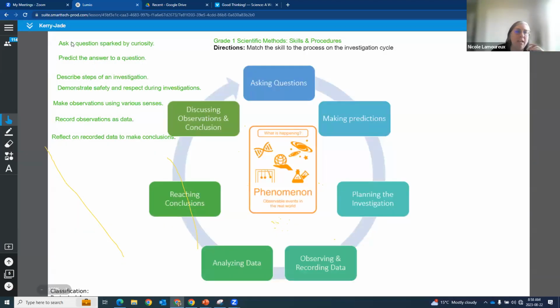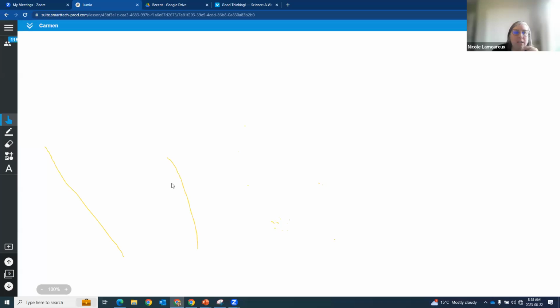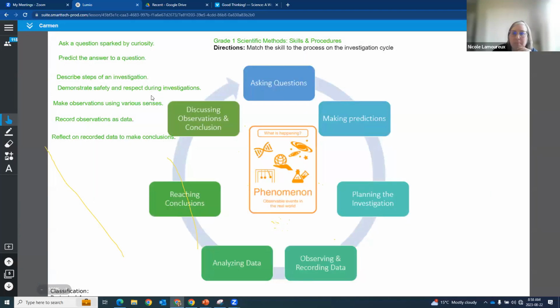So if you want to take the green and just basically match it to what skill and procedure you think it is. Okay, so I'm looking in here. So you can ask a question sparked by curiosity. Well, what part of the process is that? So you should be able to drag it. Good. I see some people dragging it to asking questions. Great. That's what you should be doing.